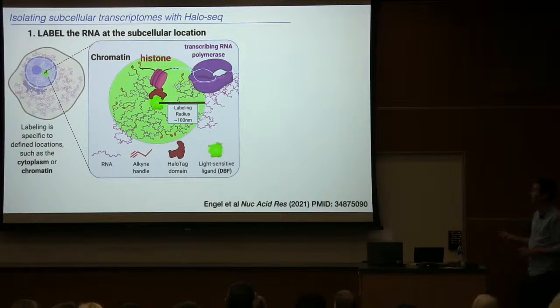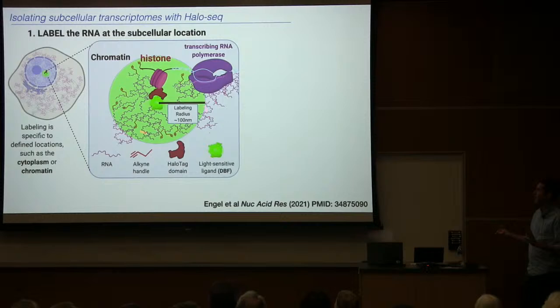And just very briefly, the way it works is that we express a halo-tagged protein that is localized to a very specific place within the cell. And so here it's fused to a histone. We then add a halo ligand that will attach itself to this halo-tagged protein. And this ligand is special because when you shine green light on it, it makes oxygen radicals that will label any RNA that's nearby, so within about 100 nanometers.